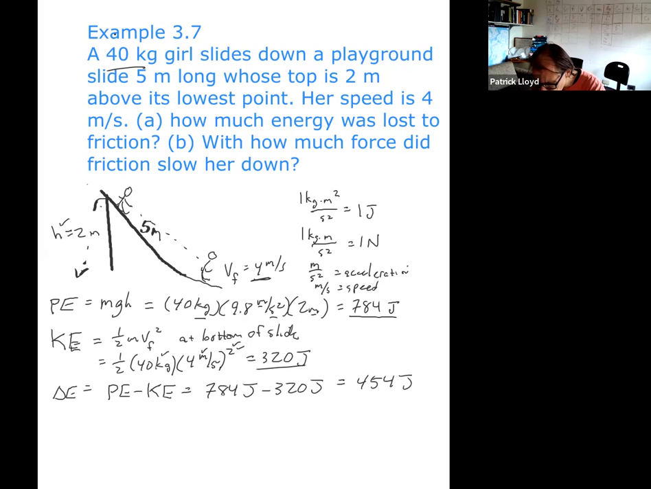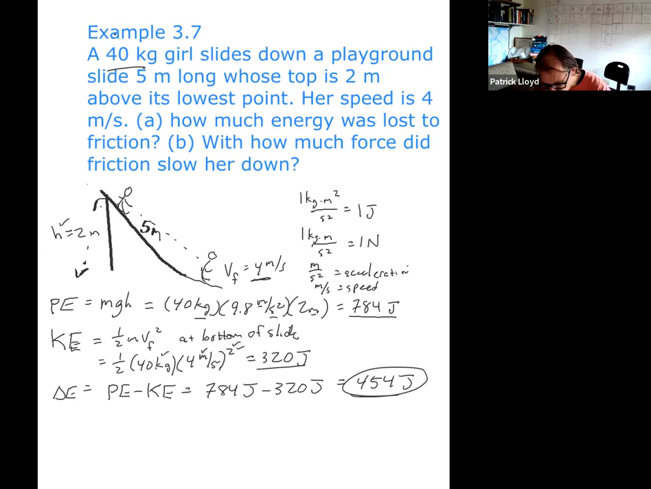Where did that energy go? It went into the friction. It's actually going to heat up your bottom, right? Your butt's going to get warmer. So is the air around it, and so is that metal. It's going to get a little bit hotter because of the friction. It's converted into heat. So that's essentially what happens.